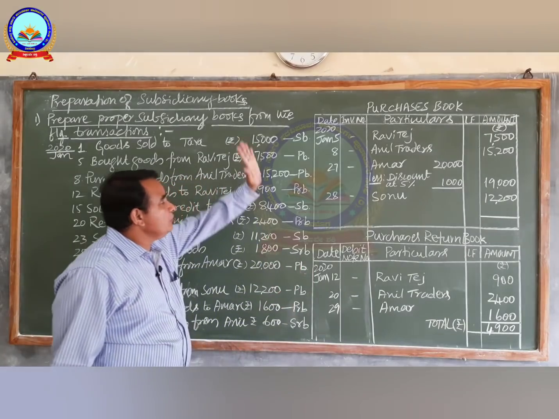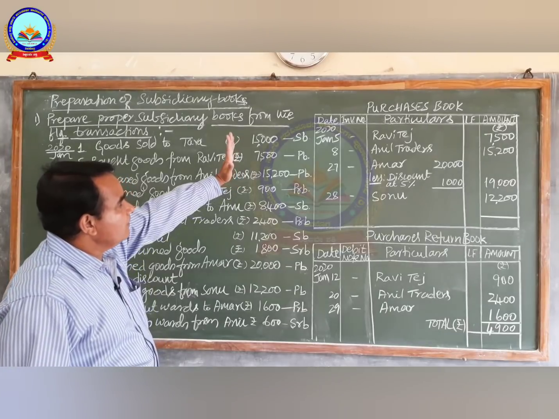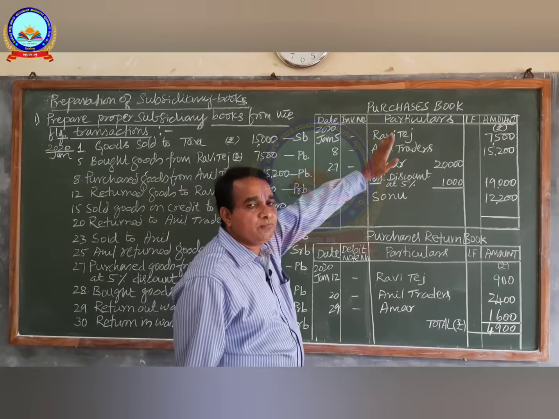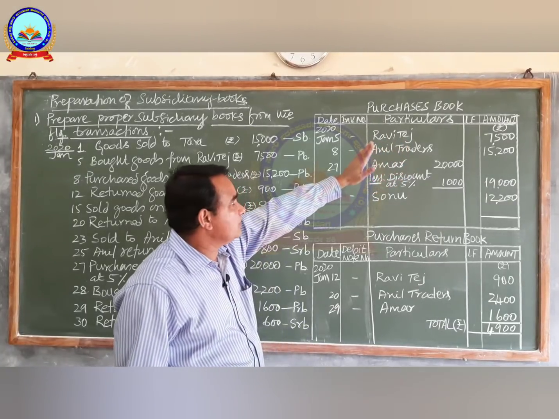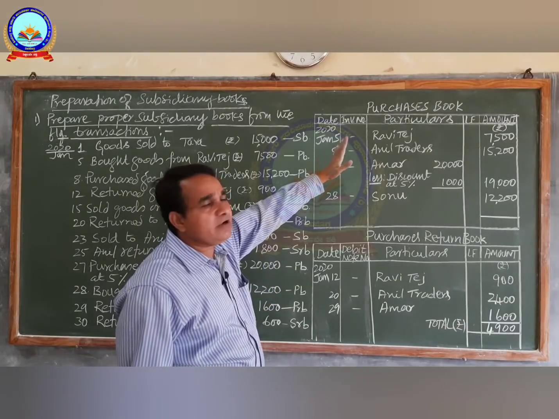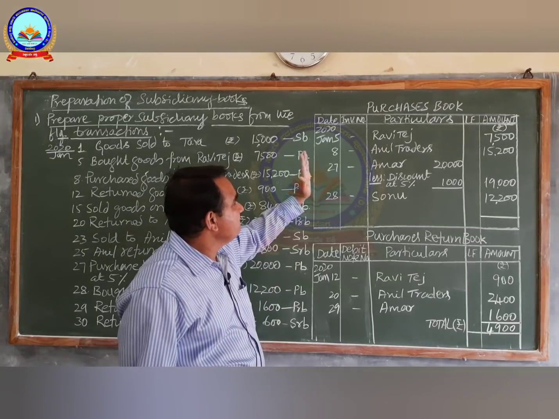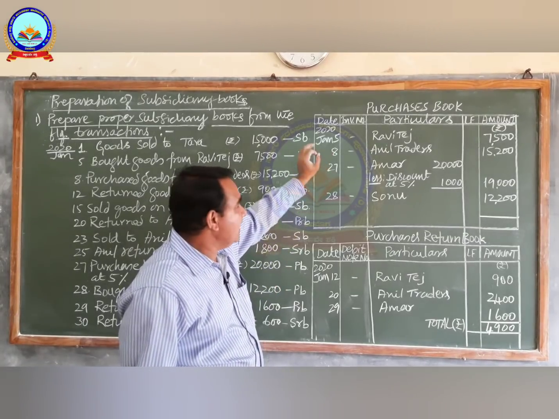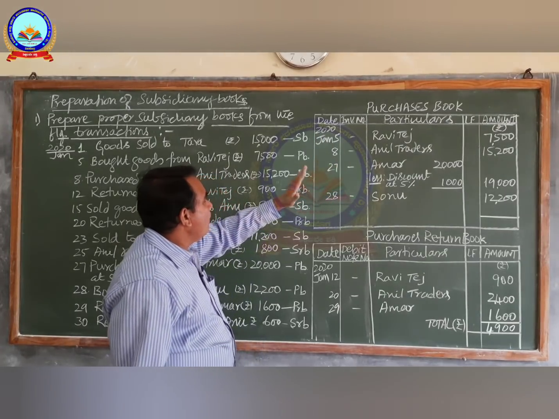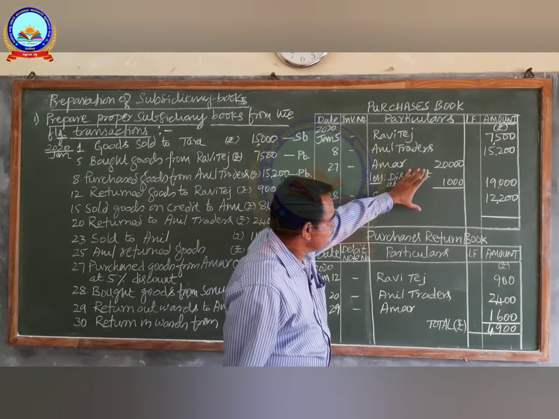Next, we shall move on to the preparation of the subsidiary books. The first subsidiary book we are going to prepare is the purchases book. It is also called purchases journal. Draft the layout of the purchases book. Write up the columns with the headings and then enter all the transactions which are going to be recorded in purchases book.